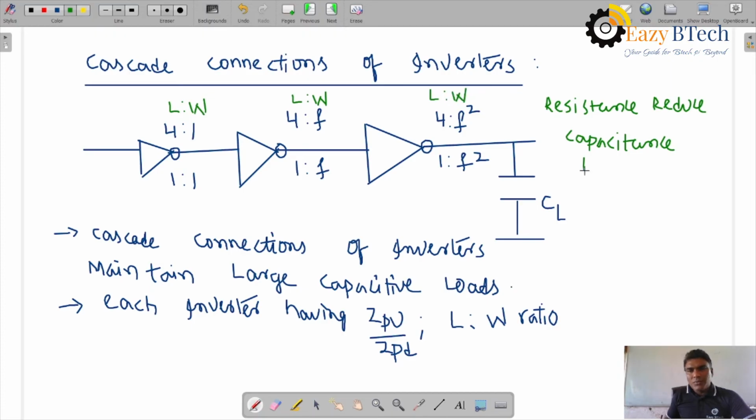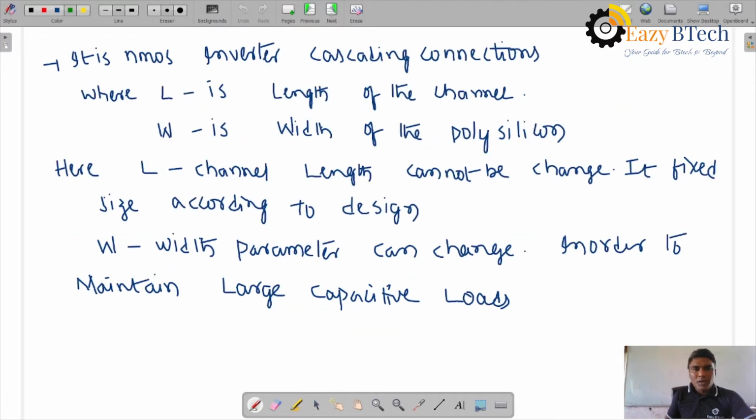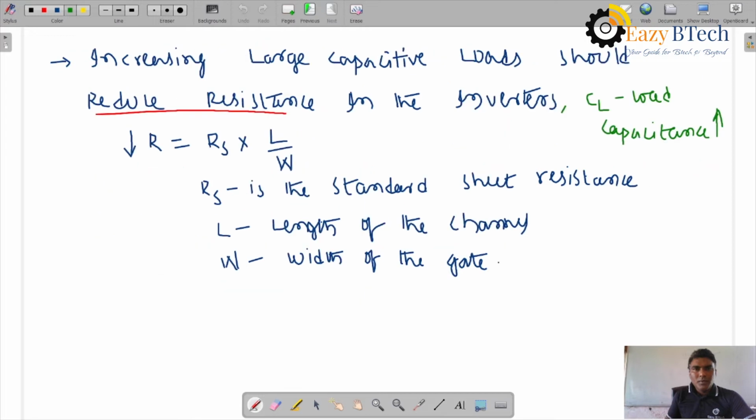Width parameter is increased. We know that R is equal to RS into L by W, right? From this, resistance is reducing as the width parameter is increased. It should maintain the large capacitive loads so that it can drive on chip to off chip, right? Resistance reduced, capacitance increased. That is the possibility of maintaining on chip driving of large capacitive loads.